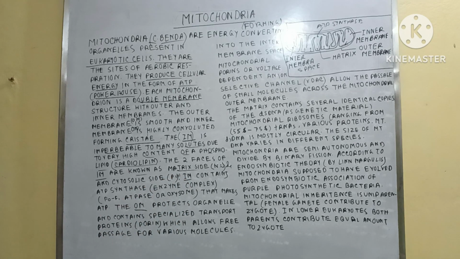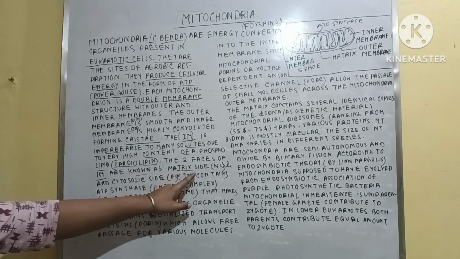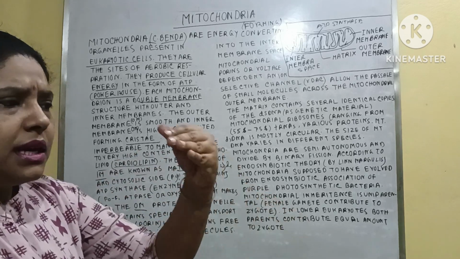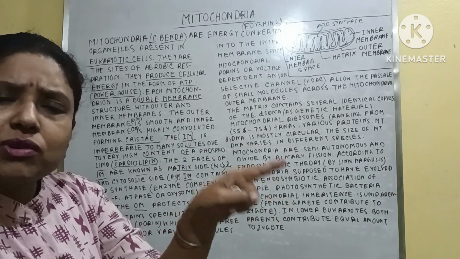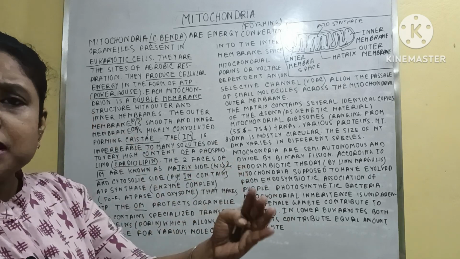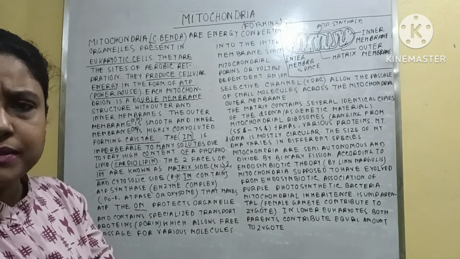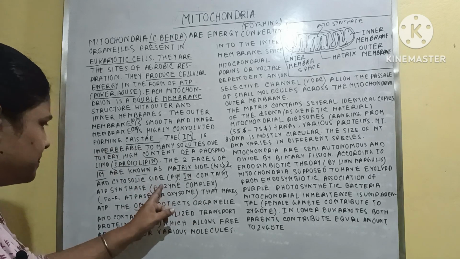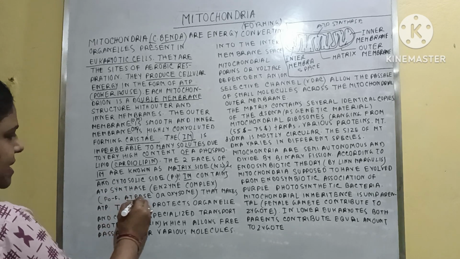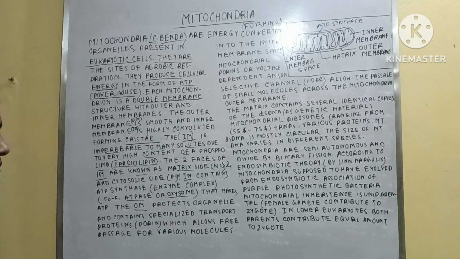Clear? The two faces are there. One is the matrix site, another is the cytosolic site. The site that faces towards the matrix is called the matrix site, and the site that faces towards the cytosol or cytoplasm is called the P site. The inner membrane contains ATP synthase and the enzyme generally known as ATPase or oxysome.